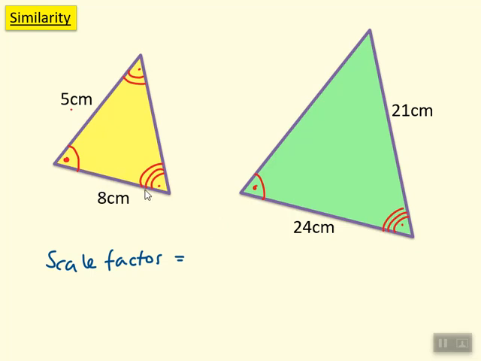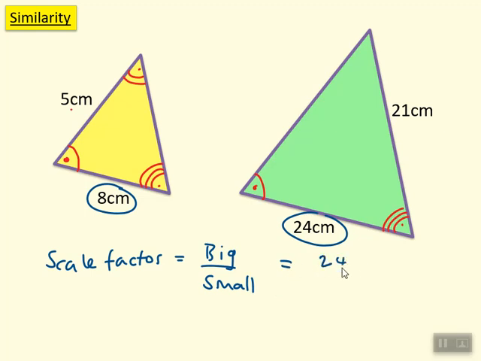So what I mean by that here is, for example, this 8 and this 24 are the ones that correspond to each other. And then once I've found these two sides and I know the length of them, I just take the big one and divide it by the small. And that's your scale factor. So 24 divided by 8 is 3. That's your scale factor. But the scale factor, because I've done the big divided by the small, that's the scale factor to go this way.